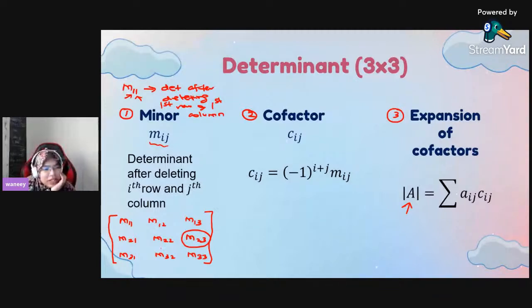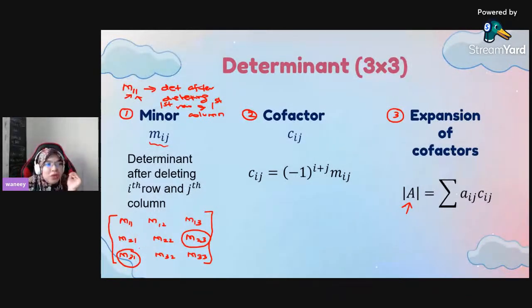Okay, so if let's say you have M31, that means this is the determinant after we delete third row, first column. So make sure you know what is the number for the row and what is the number for the column. So row comes first, column second, row, column.